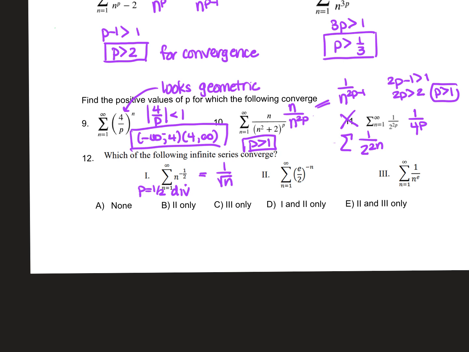Okay, so the first one right here, if I think of it as 1 over n to the p, p would be 1/2, so it diverges. Here, p is 1.2, so it converges because it's bigger than 1. Again, bigger than 1, so it converges. And then less than 1, so it diverges.